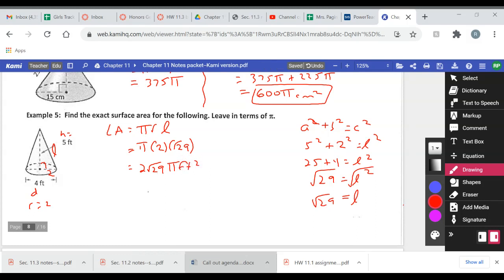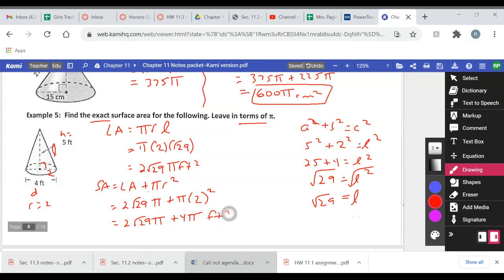All right, from there, if I go ahead and figure out what the actual surface area is, I know that it is the lateral area plus capital B, but the area of the base is always a circle, so technically I'm doing plus pi r squared. So 2 square root of 29 pi plus pi radius, we already said was 2, and then we need to square that. So I've got 2 square root of 29 pi plus 4 pi. And because it says find the exact surface area and leave in terms of pi, then I'm leaving my answer like that.